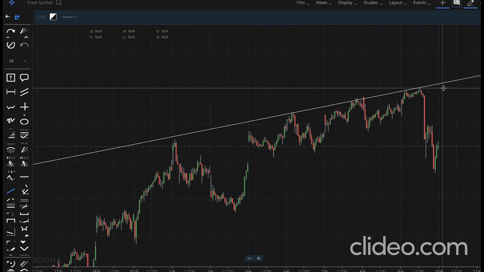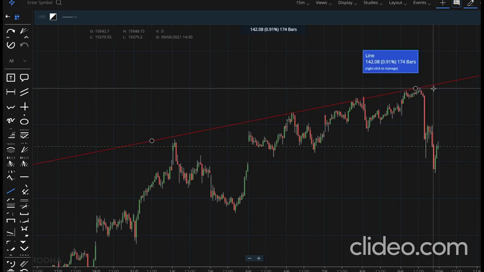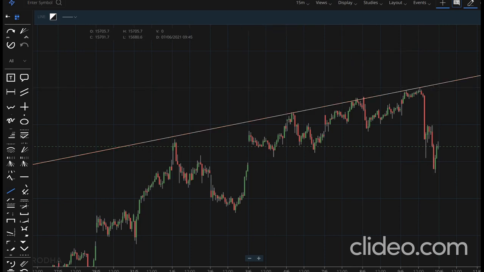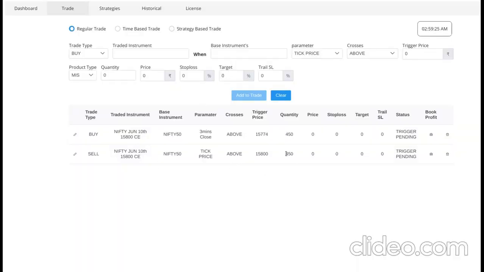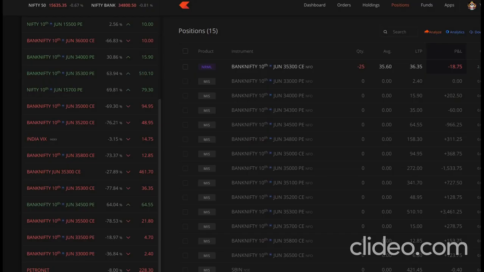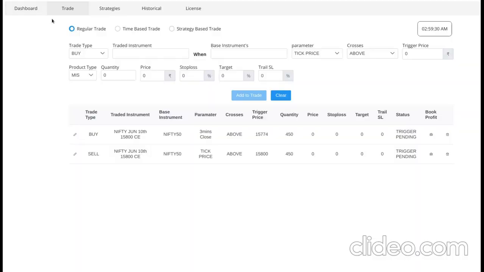So if your reward is quite good, then you could go with a small quantity and keep a high stop loss, or you can say that the first trade is based on the tick price. Whenever the tick price reaches 15,800, you just buy P, and then immediately you can place an order saying that whenever the next 3 minutes or the 15-minute candle closes above 15,800, then you want to exit the trade. Similarly, like how we did with the two legs here.